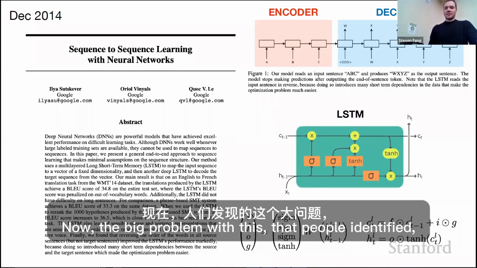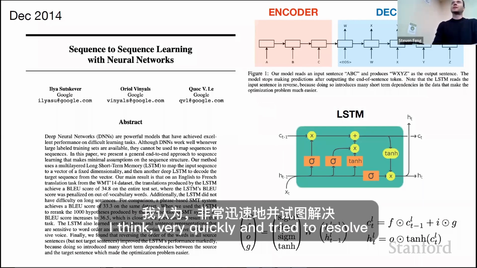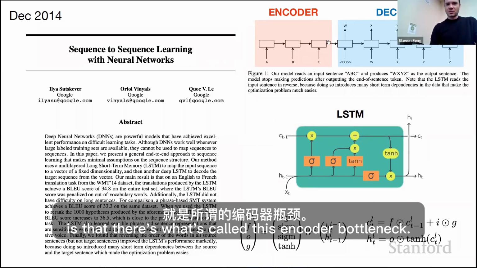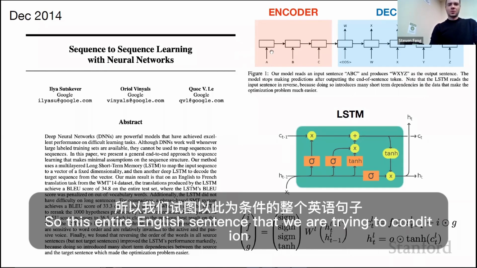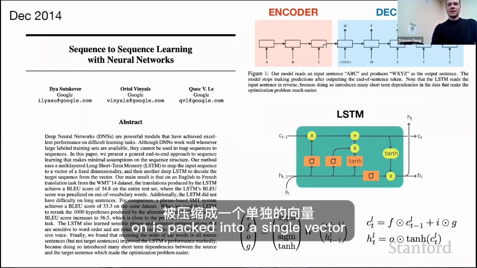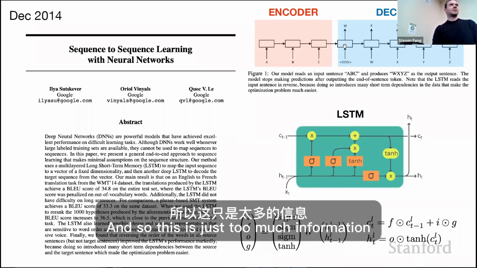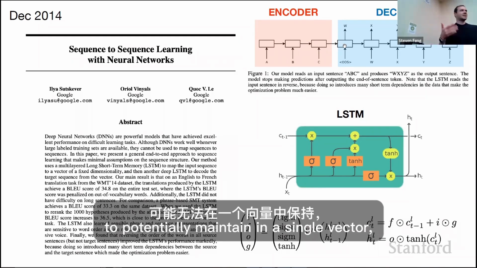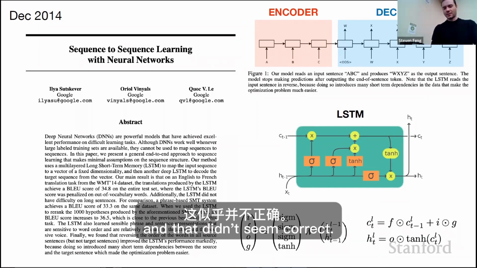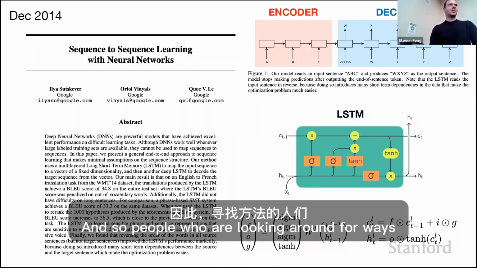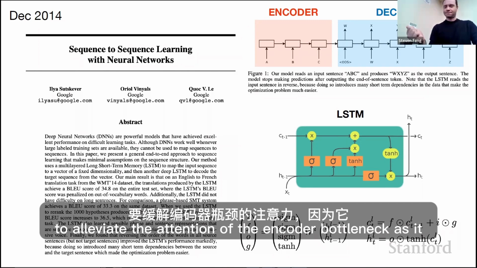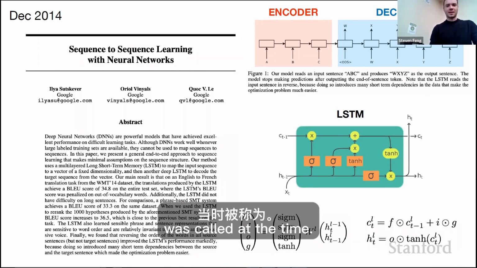Now, the big problem with this that people identified, I think, very quickly and tried to resolve is that there's what's called this encoder bottleneck. So this entire English sentence that we are trying to condition on is packed into a single vector that goes from the encoder to the decoder. And so this is just too much information to potentially maintain in a single vector, and that didn't seem correct. And so people were looking around for ways to alleviate the encoder bottleneck, as it was called at the time.